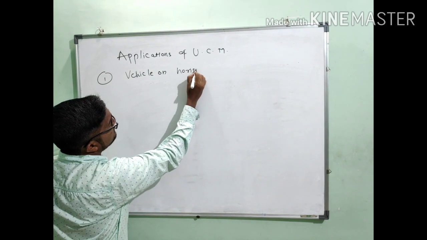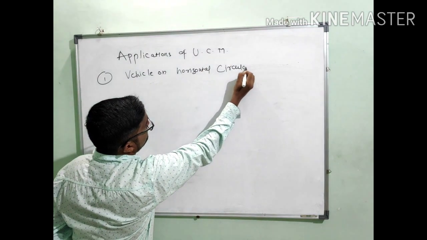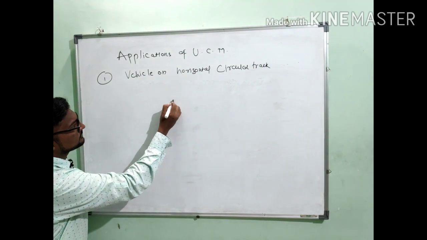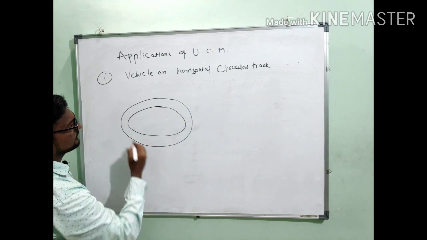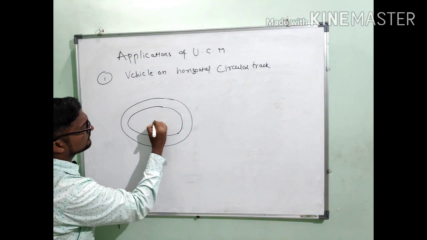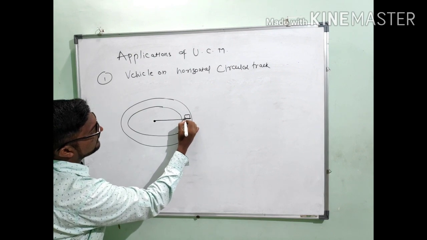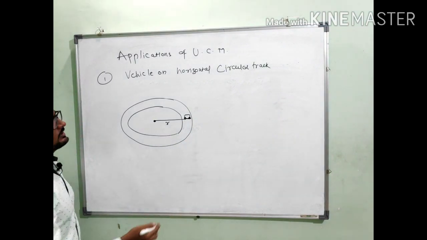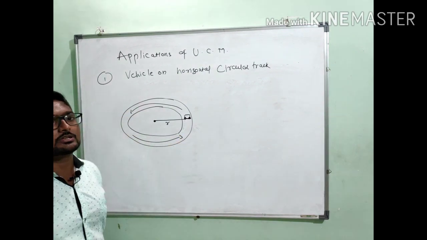horizontal circular track. So this is our horizontal circular track. This is the center, and this is our vehicle. This is the distance r. Now suppose this car is moving along this horizontal circular track.